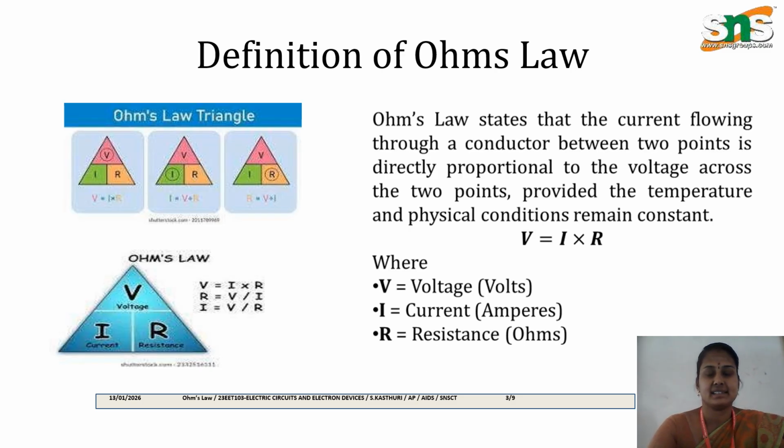Ohm's law states that at constant temperature, the current through a conductor is directly proportional to the voltage applied across it. So this means increased voltage, current increases. Decreased voltage, current decreases. Resistance controls the amount of current. As a real-time example, when we increase the fan regulator speed, voltage increases, current increases, and the fan rotates faster. A mobile phone charger gives constant voltage, so current adjusts automatically.